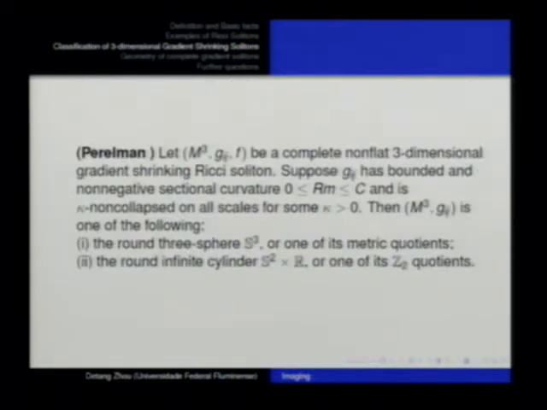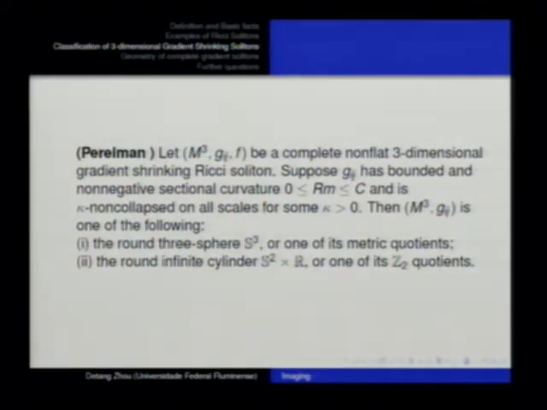Okay, so let's see. Using this, Perelman proved this theorem. If you have a complete non-flat three-dimensional gradient shrinking soliton, suppose you have bounded and non-negative Ricci sectional curvature. Actually, this implies the curvature operator is bounded, and it's kappa non-collapsing for all scales.